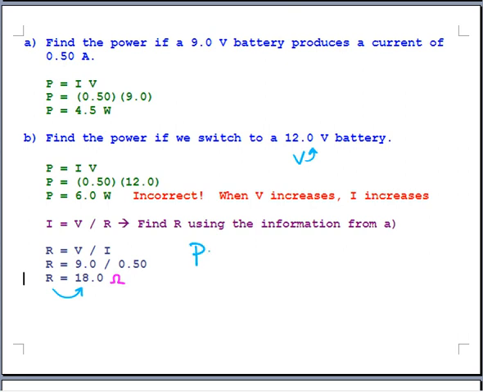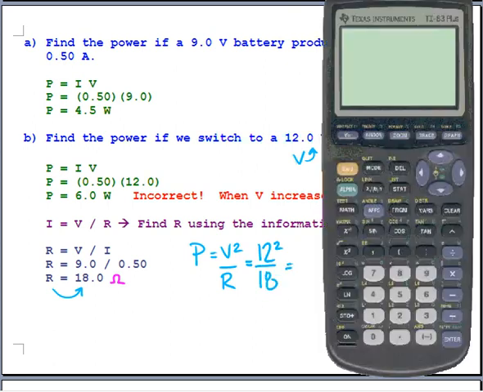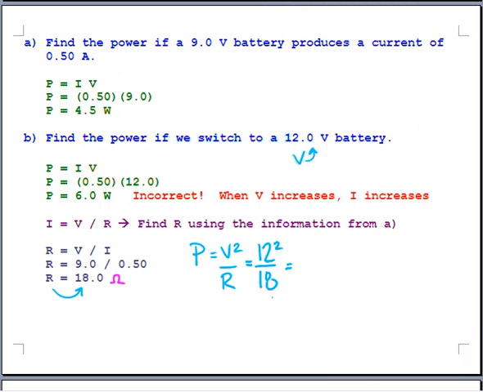You can use P equals V squared over R. So it turns out we had to think about the current changing, but you don't even have to go find that new current, which is kind of cool. We can simply use this. We've bumped it up to 12 volts, so 12 squared over that 18 ohms. Let's see what we get. Fire up the calculator here. 12 squared over 18. There it is, 8. So it's actually 8.0 watts.